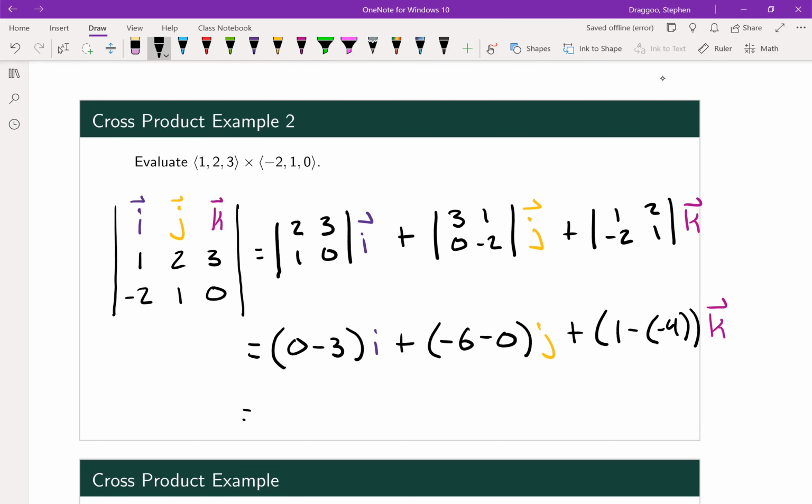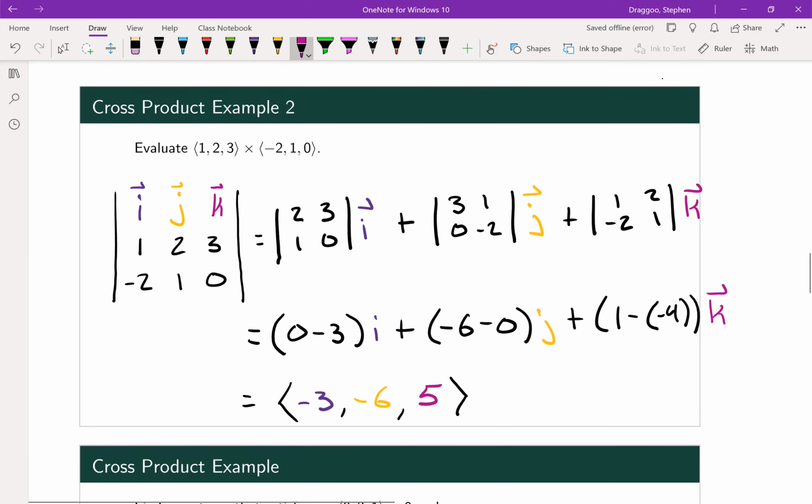Which if we then simplify this, and let's also put it into that standard vector form, negative 3, negative 6, and negative 1 minus negative 4 ends up becoming positive 5. And I suppose we could also color these in terms of the components that they are. Cool. So that's our first cross product example.